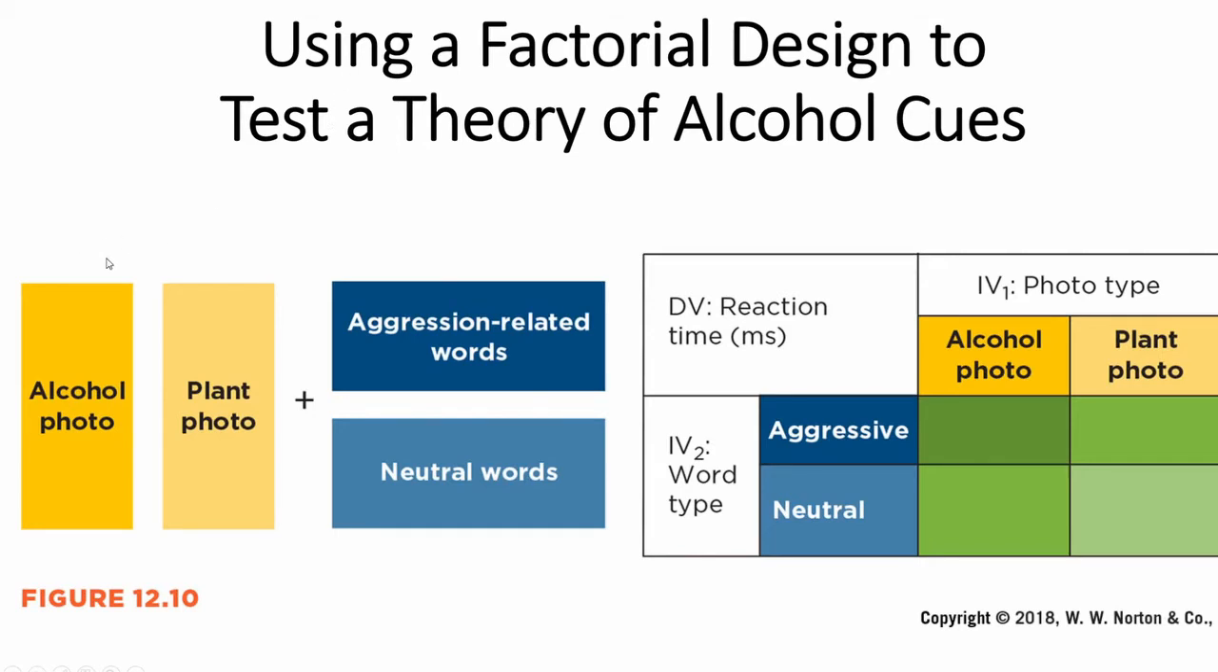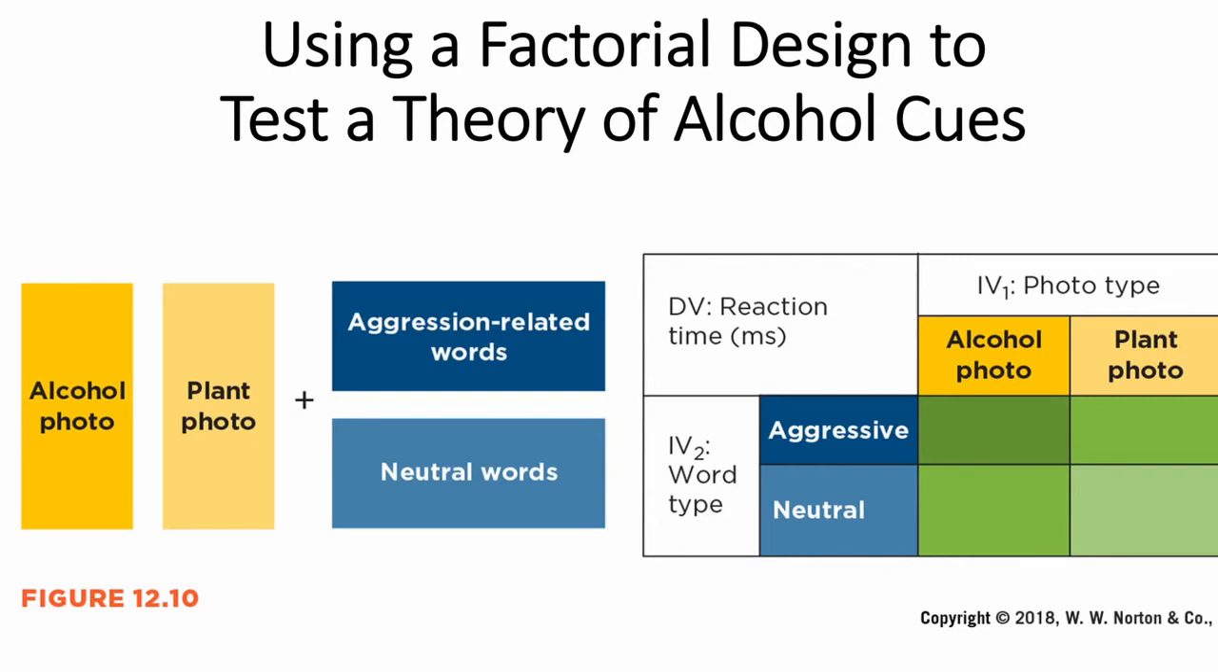So, using a factorial design to specifically test a theory of alcohol cues. People have asked for a very long time why alcohol causes aggression, because it isn't actually a universal thing. It doesn't always cause aggression, and there's some interesting research in that area. So there's lots and lots of theories about this.